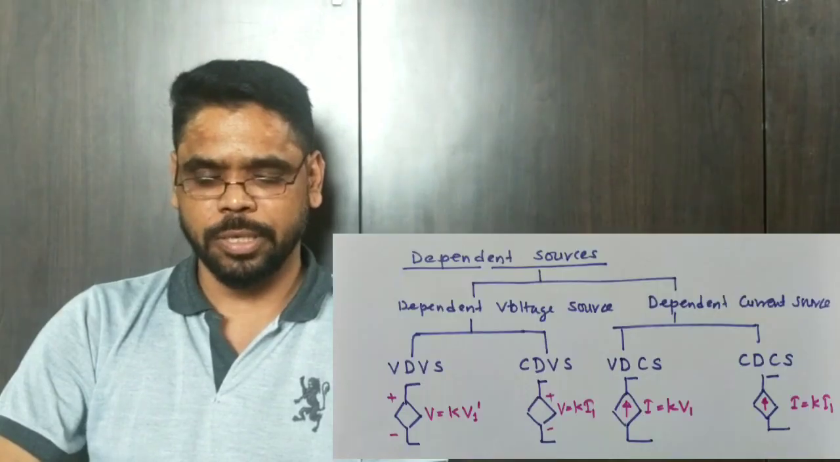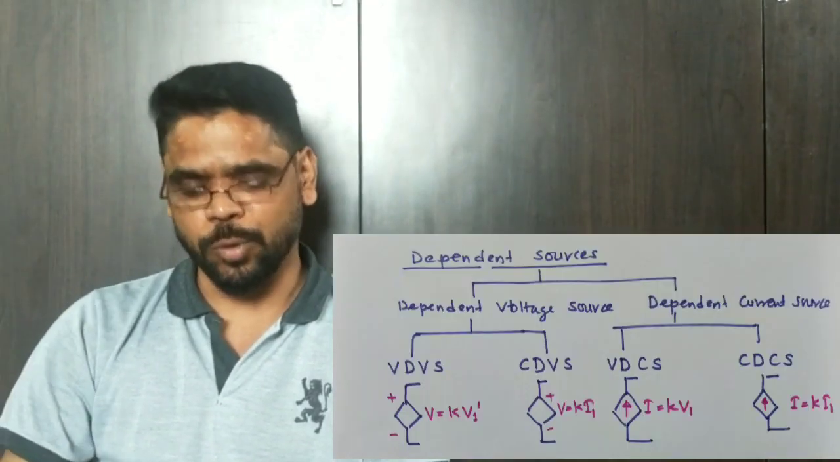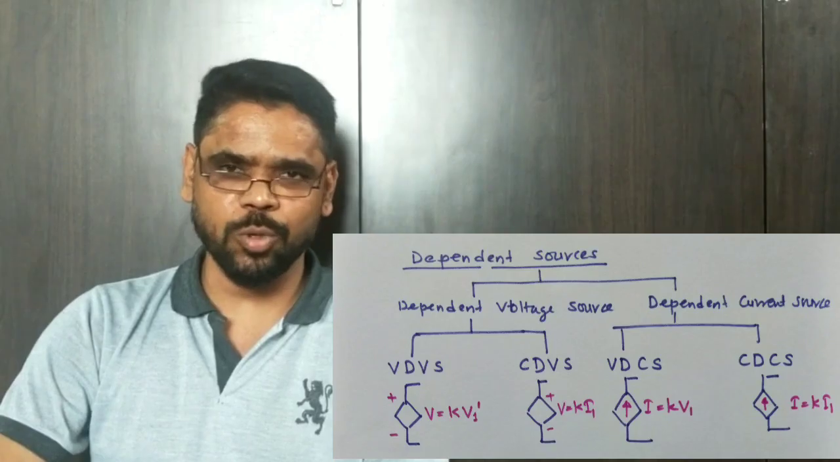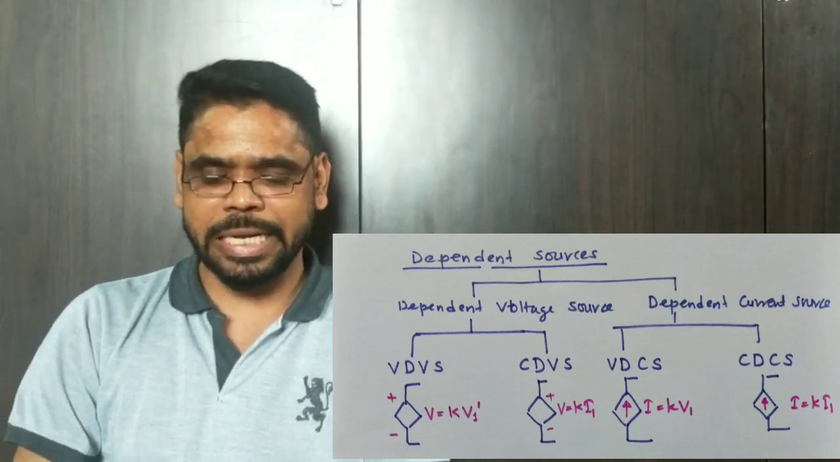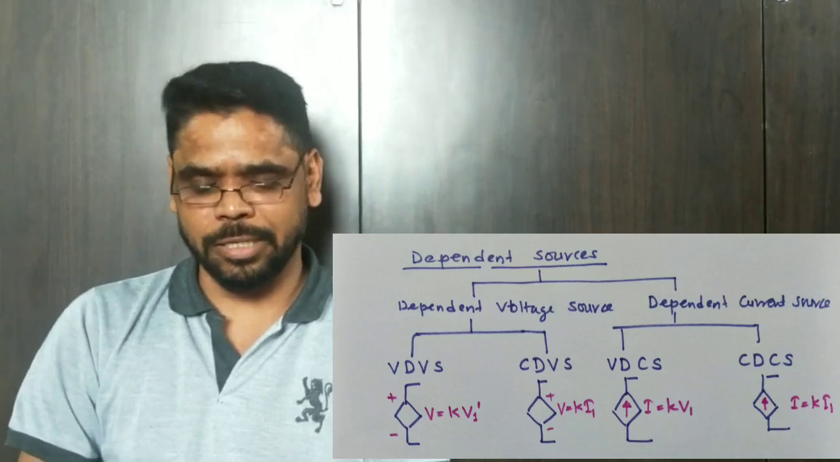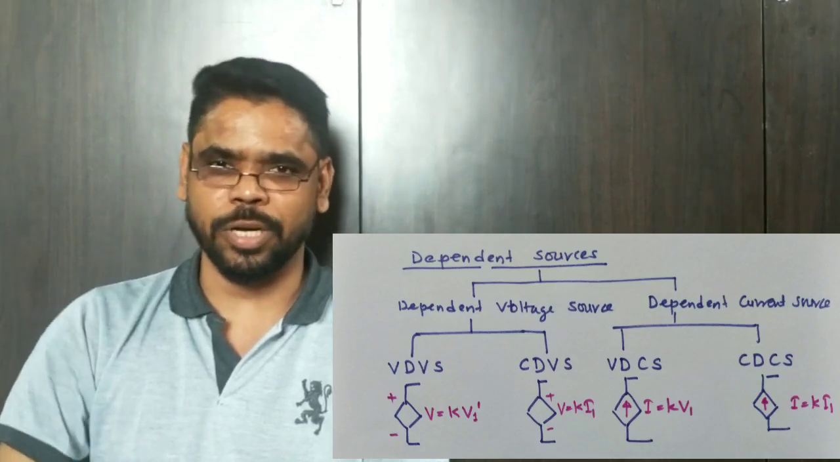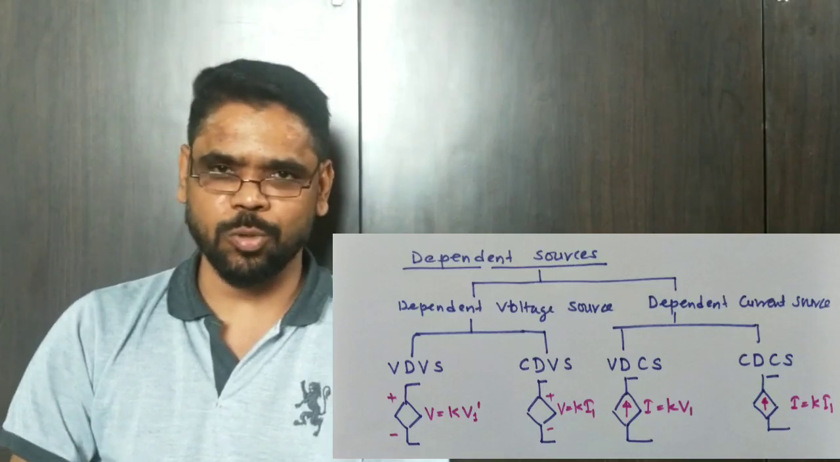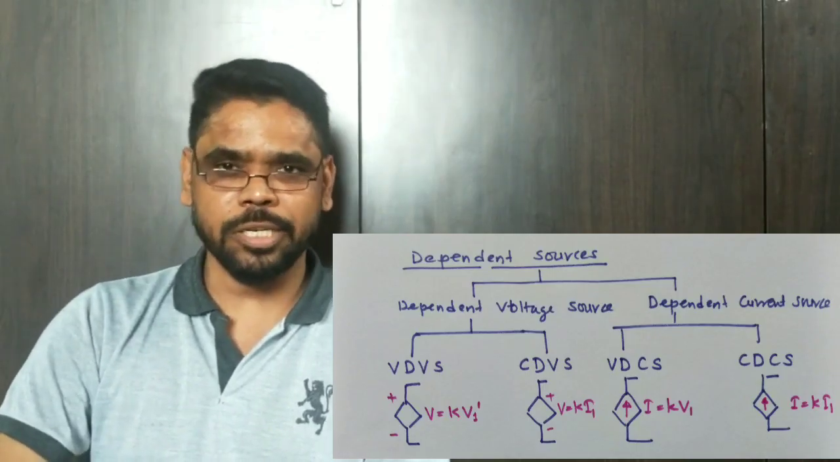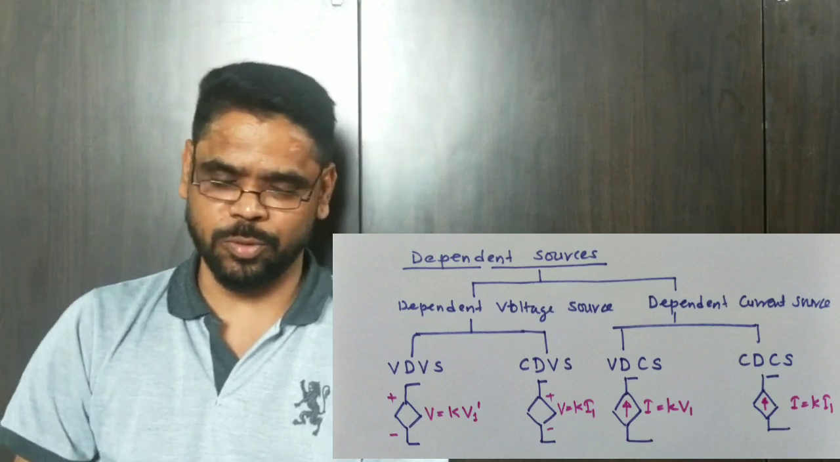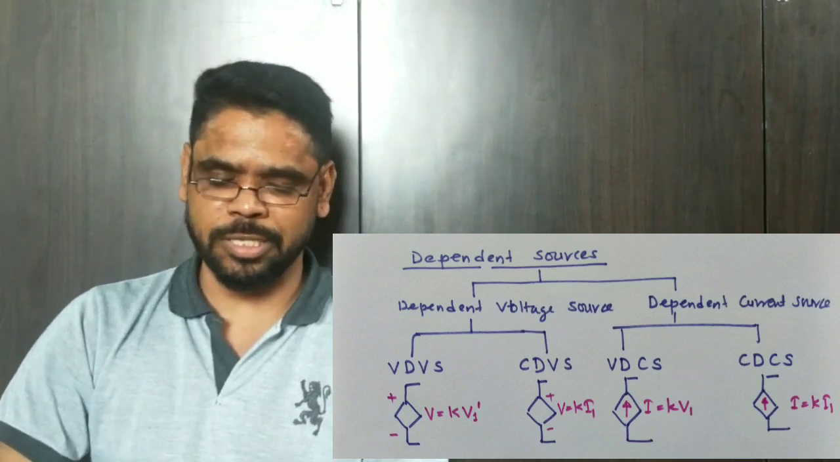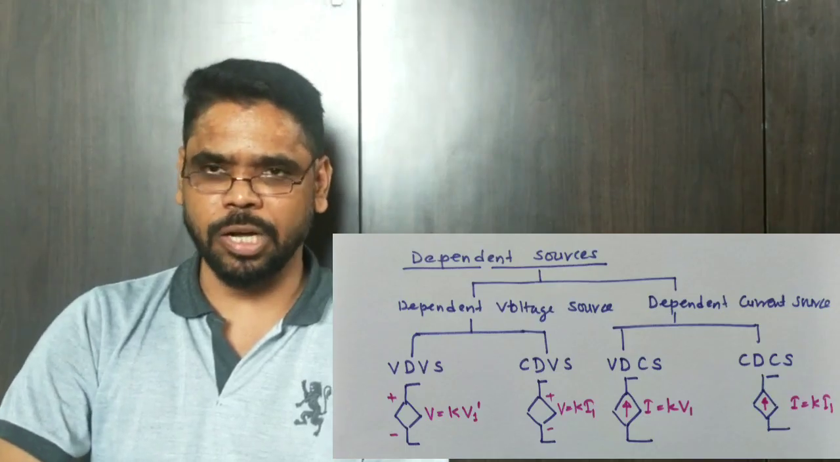Similarly, the source may be a dependent source. When you are saying dependent sources, they are of two types: dependent voltage source and dependent current source. These two different types are further classified into two. A dependent voltage source can be classified as a voltage dependent voltage source and a current dependent voltage source. And a dependent current source is classified as voltage dependent or current dependent.